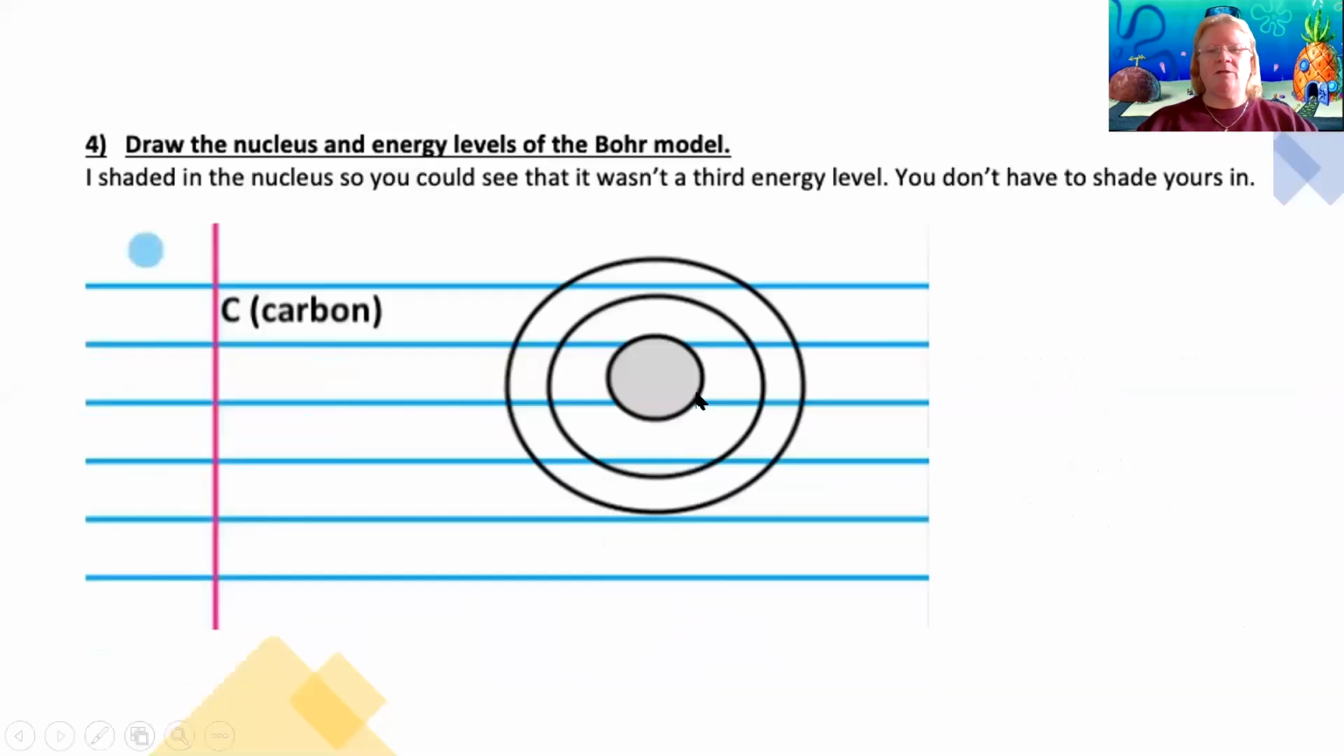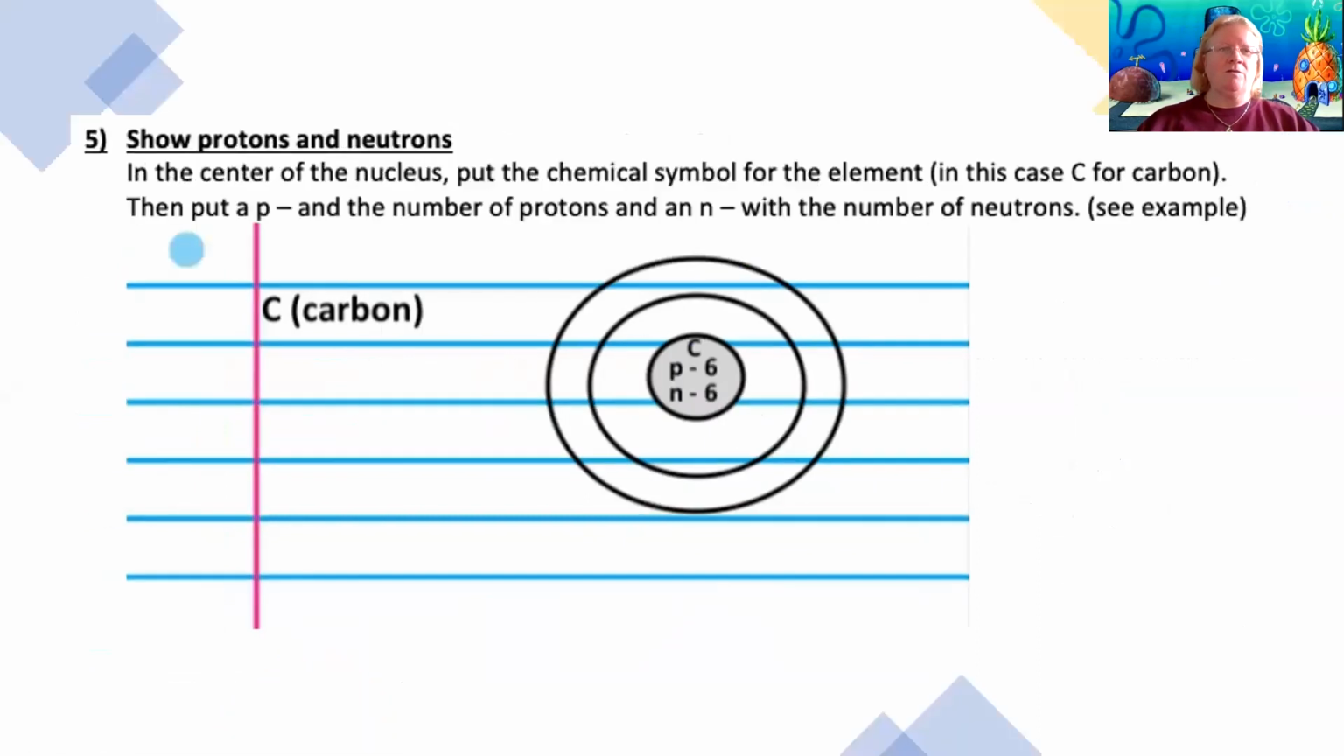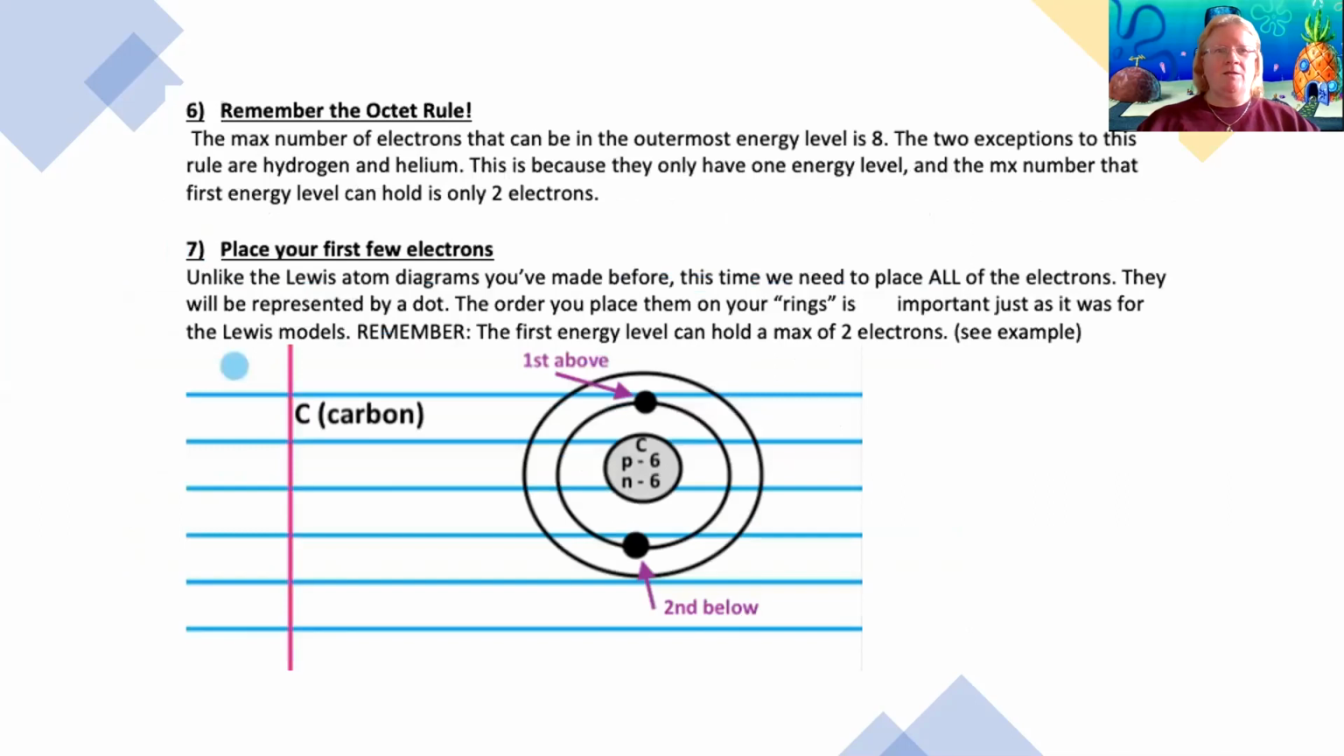Now, if I go back to this, you look at this example, I kind of shaded the nucleus, and you don't have to shade yours in. The reason I did is so you wouldn't think that it's another energy level, because people get confused. That's the nucleus. So let's go to the next one, and we just did this with the C, the P, and the N. We put all that stuff in there. Now we're ready to draw.